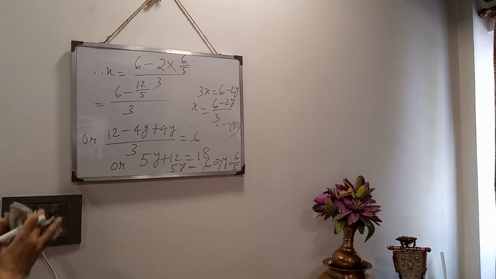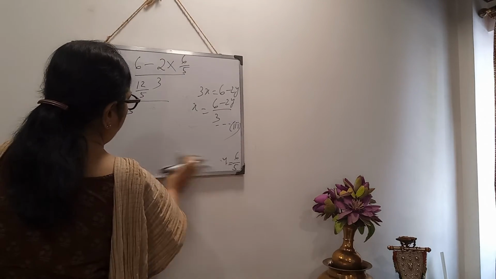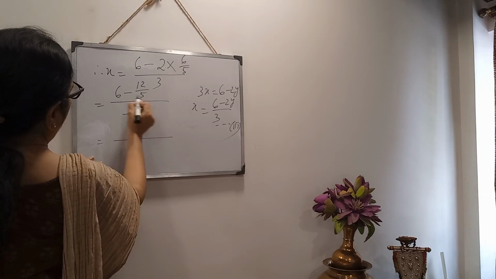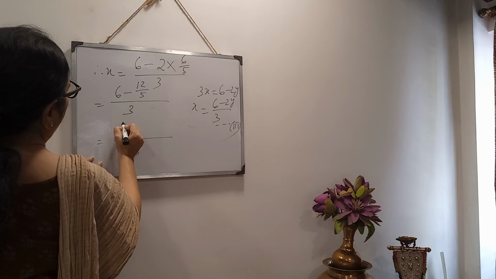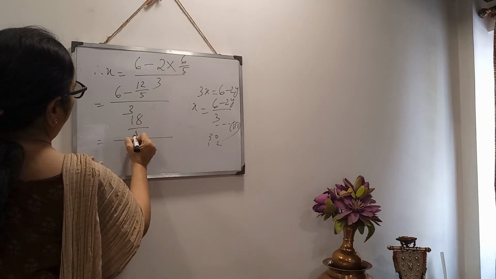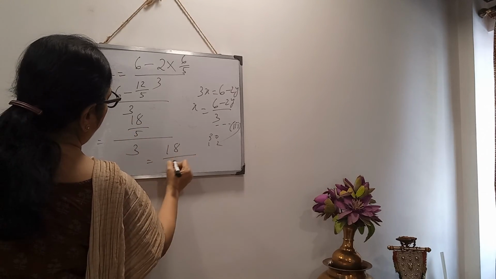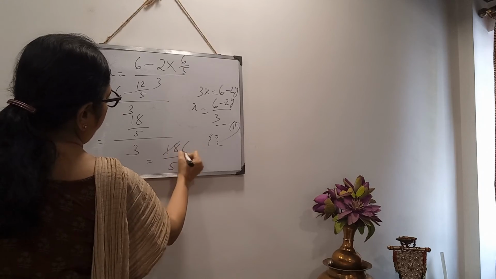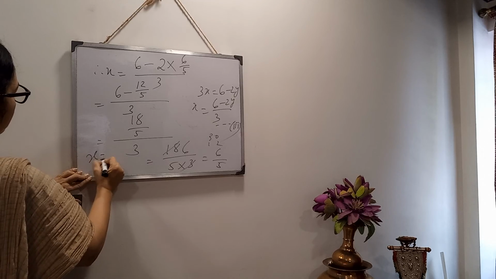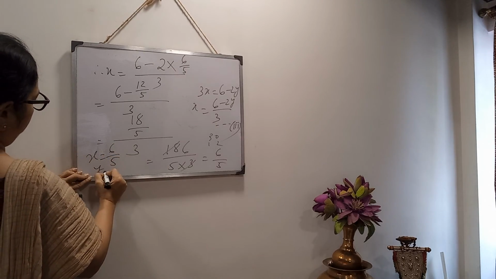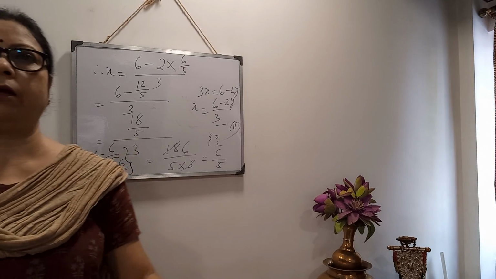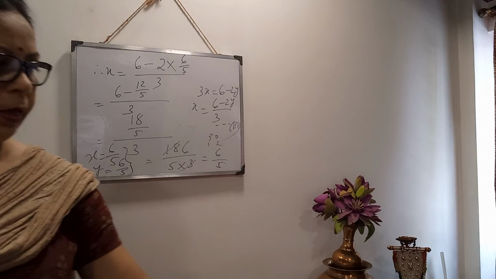30 minus 12 means 18. 18 by 5, so we can write it as 18 by 5 into 3, that is 6 by 5. So in this equation I am getting both the values the same. The solutions are equal: x is 6 by 5 and y is also 6 by 5. Clear? Now the next sum we will do in the next video.